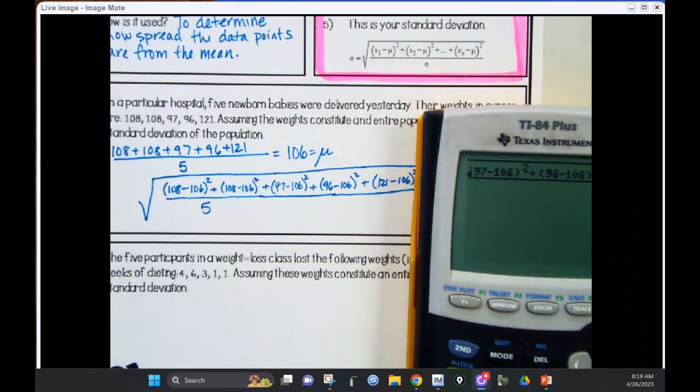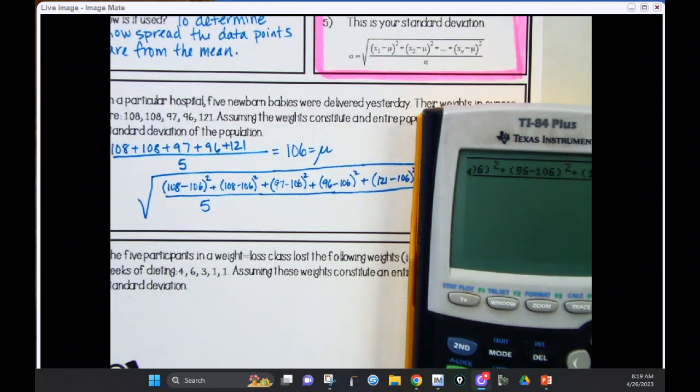121 minus 106. Then I've got to arrow down and say we're dividing by 5. Anybody need help with their calculator? Yeah, I started with that. Did you get it? Let's see if we get the same answer. When I hit enter, did you get an answer? What did you get? Okay, so you and I match.